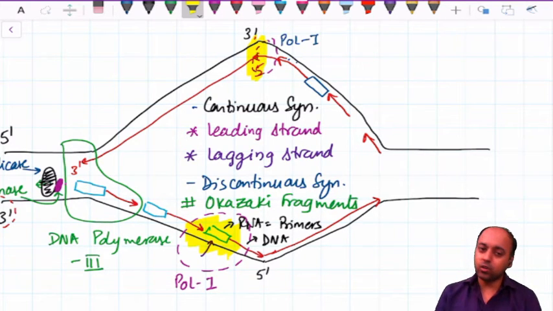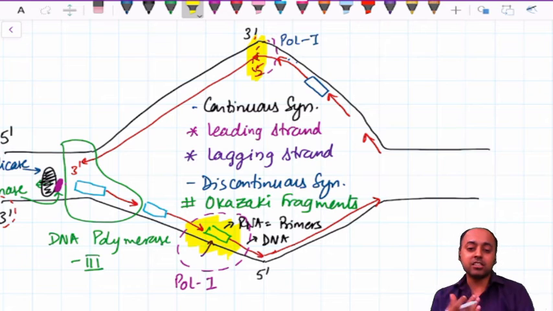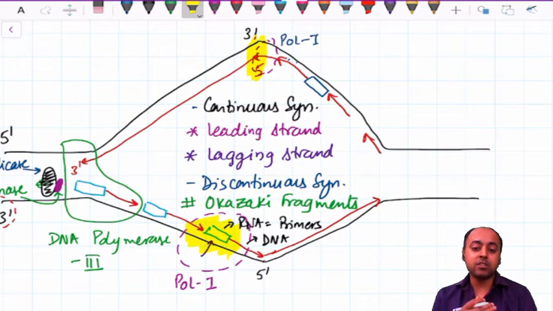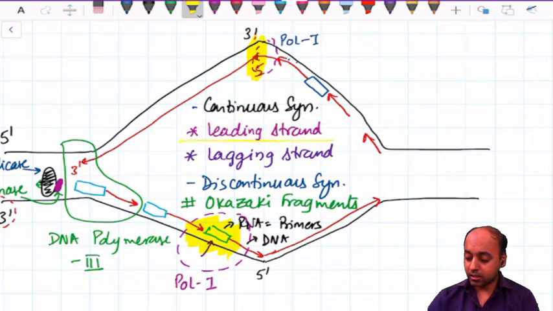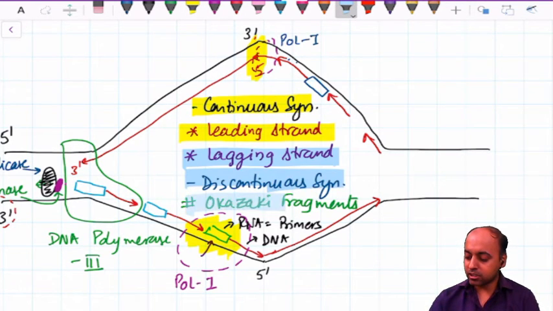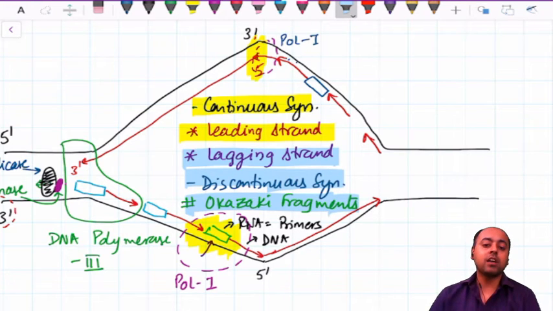So on the leading strand we don't describe the primer, but on the lagging strand we have to describe the primers and the DNA which form the Okazaki fragment. Alright, so for leading strand we have the continuous synthesis. For the lagging strand, we have discontinuous synthesis where we find the Okazaki fragments.